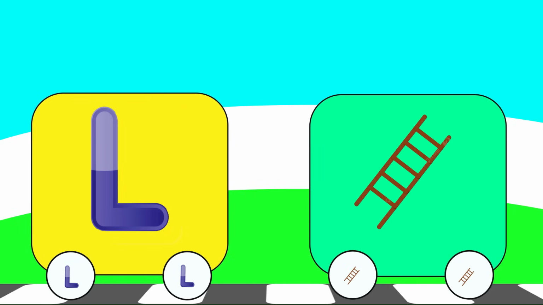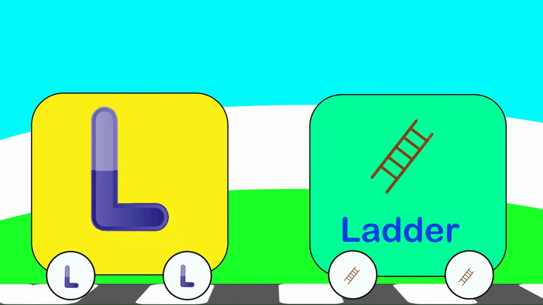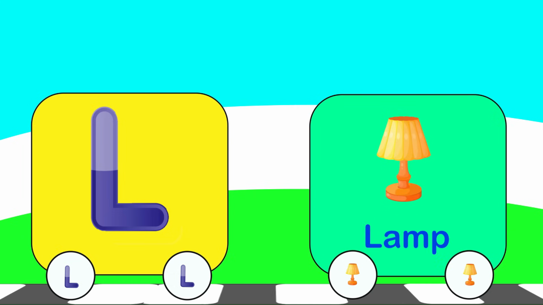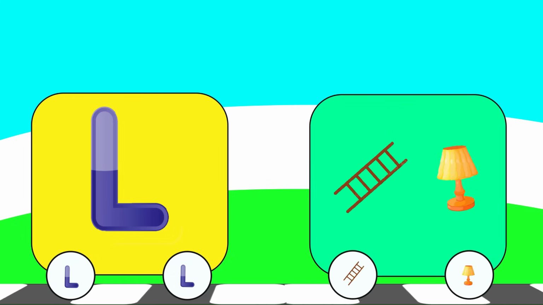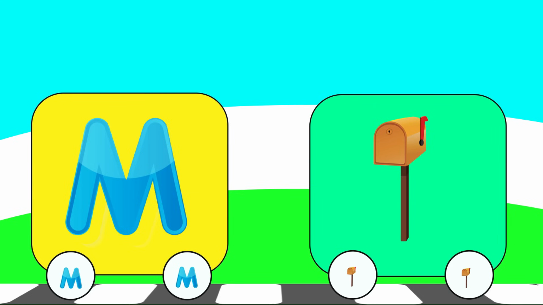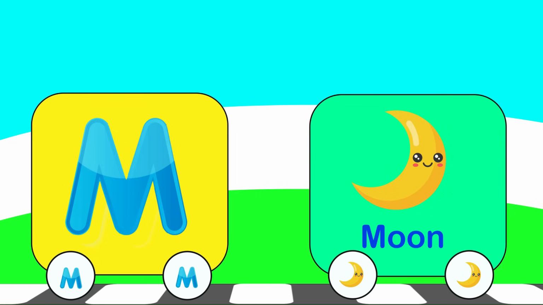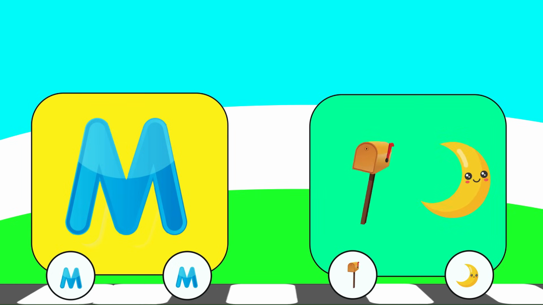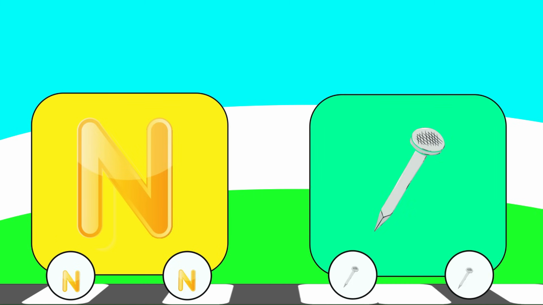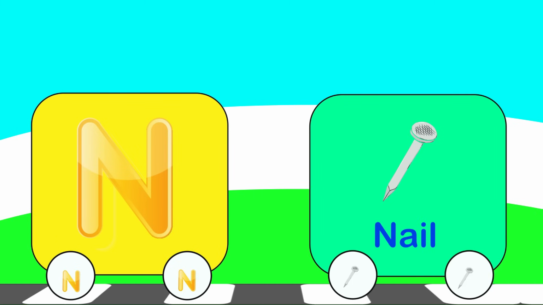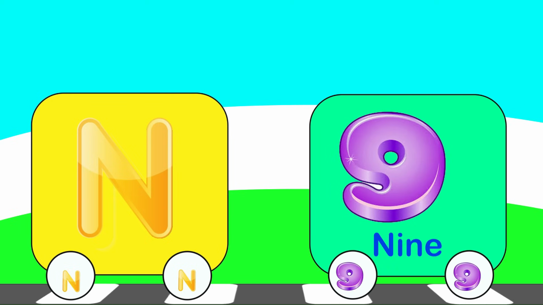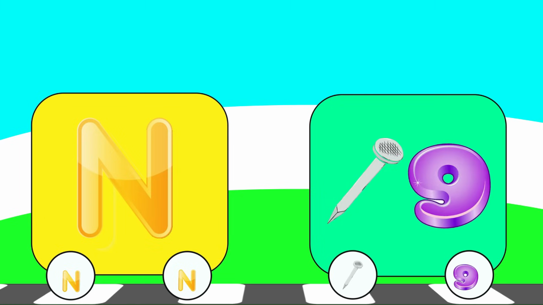L is for ladder, L is for lamp. M is for mailbox, M is for moon. N is for nail, n n nail. N is for nine, n n nine.